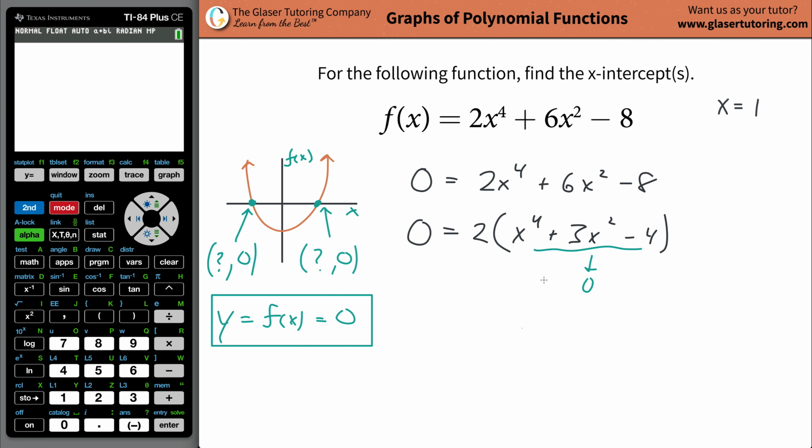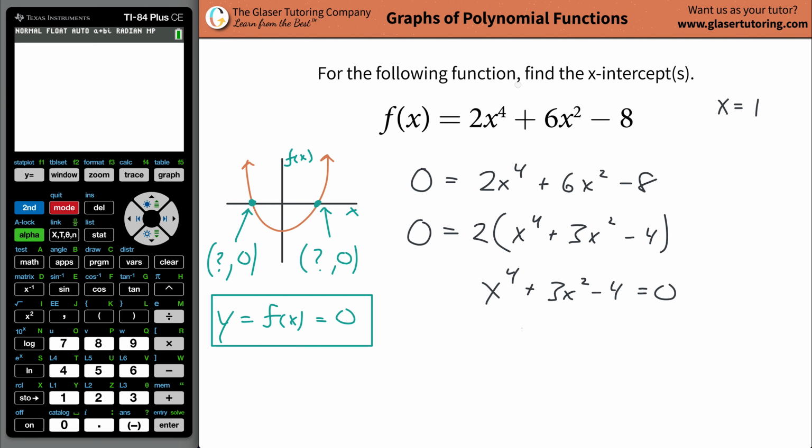So now you can kind of break this down a little more. You can say, okay, well, I can kind of get rid of this function. I'm trying to find those x-intercepts, and now I'm just going to set this thing equal to 0. x to the fourth plus 3x squared minus 4 has to equal 0. Okay, now you're like, well, great. Where do I go from here? Watch.